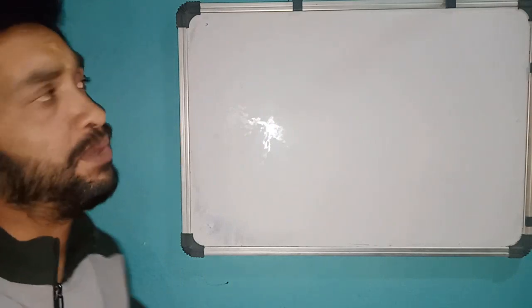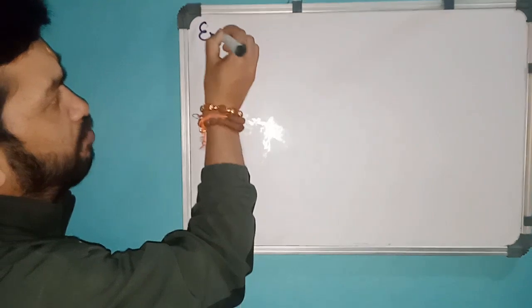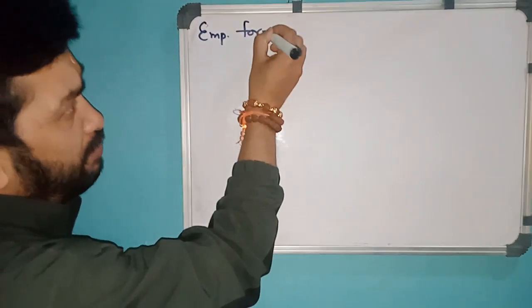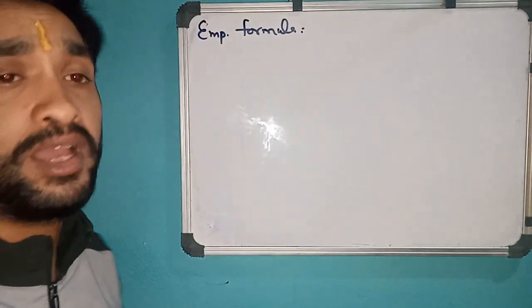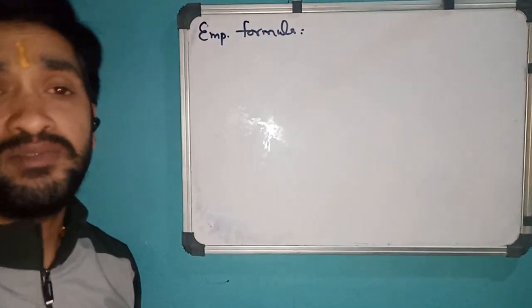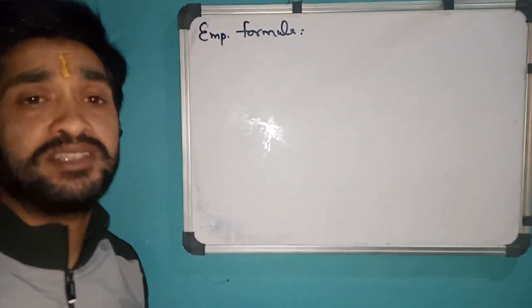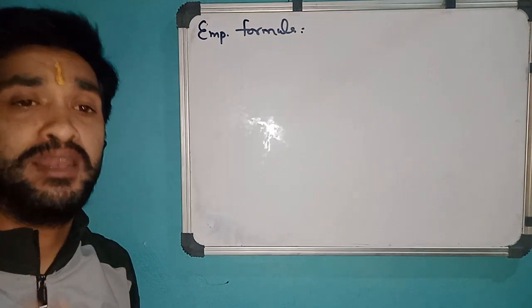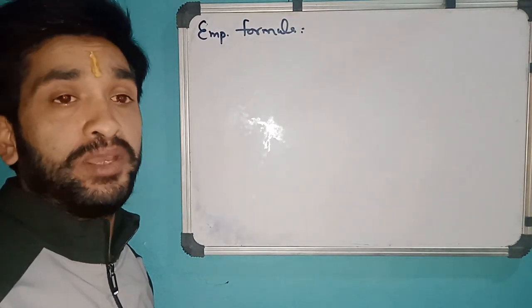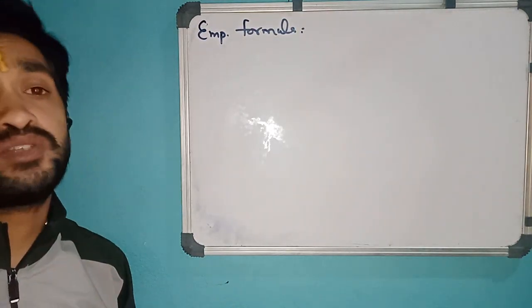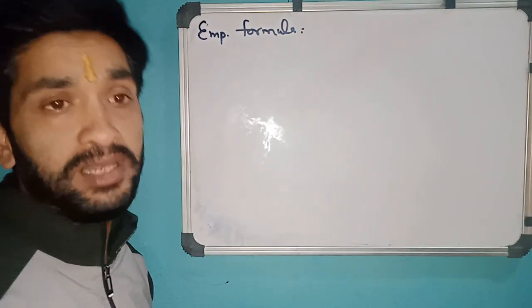So let's start with empirical formula. What is empirical formula that we will study first. Empirical formula क्या होता है पहले हम यह जानेंगे, ठीक. Empirical formula can be defined as the simplest whole number ratio between elements in a compound. किसी भी compound में elements कितने simplest whole number ratio में हैं, उसको आप कह देते हो empirical formula.